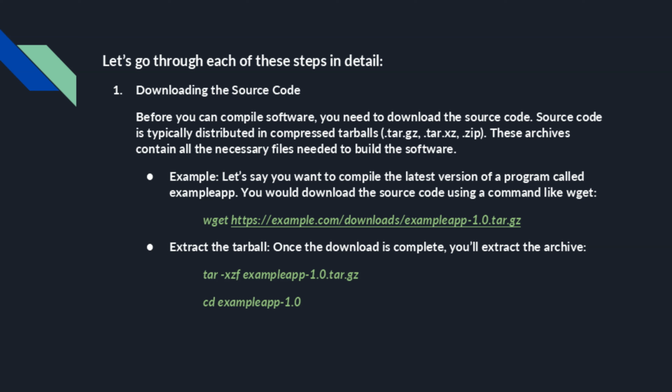https://example.com/downloads/exampleapp-1.0.tar.gz. Extract the tarball. Once the download is complete, you'll extract the archive. tar xzf exampleapp-1.0.tar.gz. cd exampleapp-1.0.